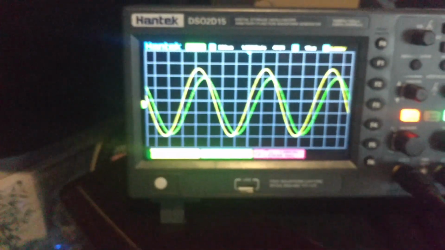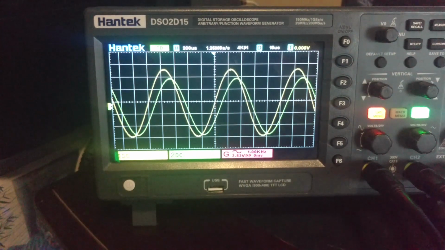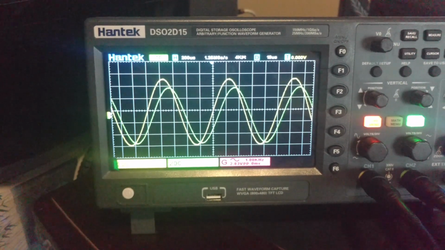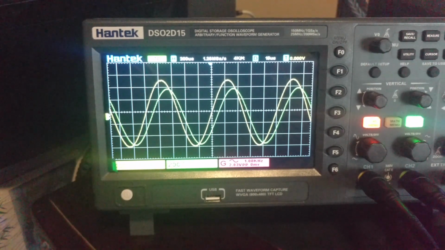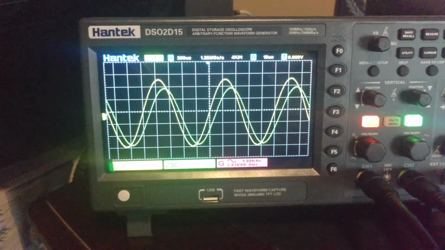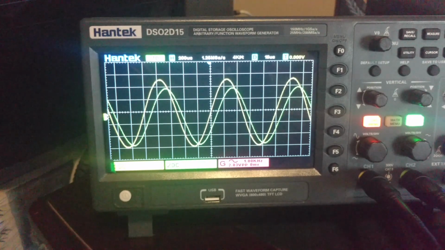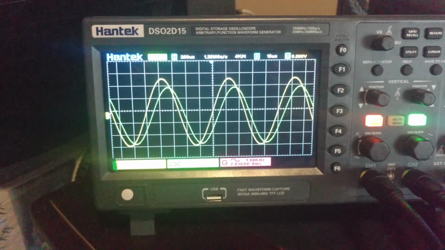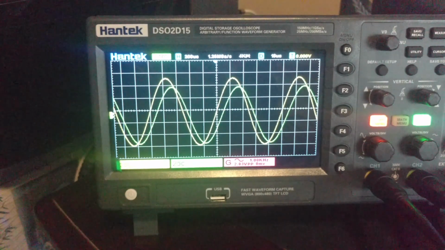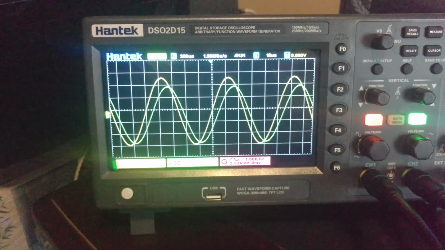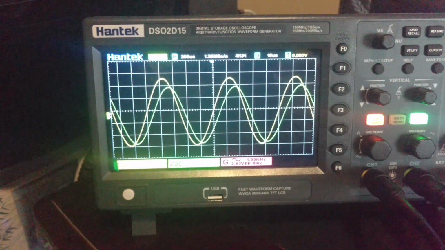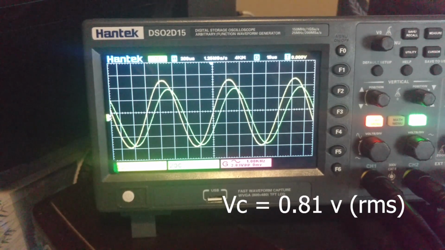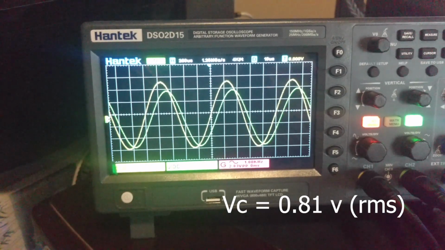You can see here on our oscilloscope, the yellow is the source signal and the green is the voltage across the capacitor, which you can see is 90 degrees out of phase from the source. If you take a measurement for the capacitor, we get about 0.81 volts, which corresponds to our prior calculation.